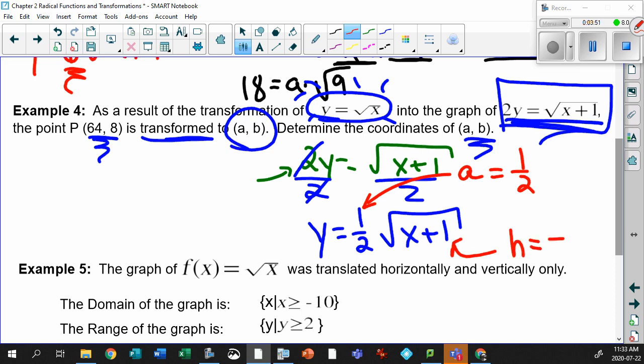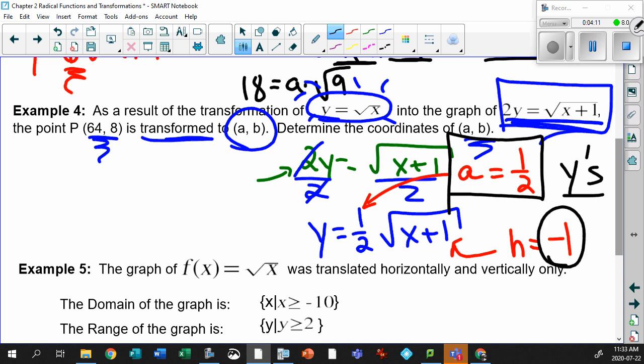Your h value is -1. Think about how this affects the graph. This a value is a vertical stretch factor of 1/2, so this is going to result in something happening to the y's. This is a horizontal move left of 1, and that is going to be with your x's.